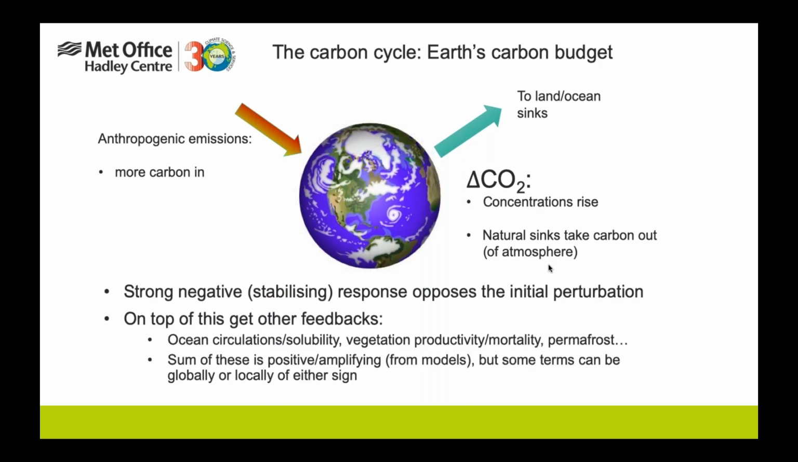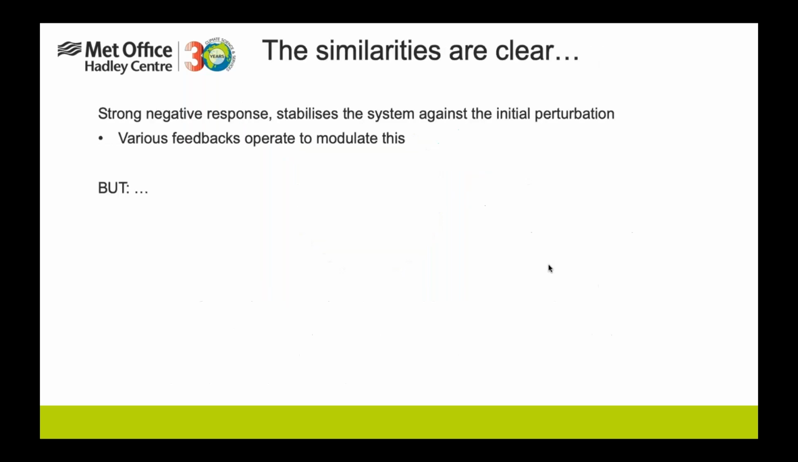And then just like the physical system, on top of this we've got other feedbacks around ocean circulation, solubility, vegetation changes, permafrost and so on. And again, what we know from modelling is that these provide an amplifying feedback. Some of the terms can be positive or negative, but overall these are a positive feedback. So again, climate change amplifies the amount of CO2 in the atmosphere. So there are some very strong similarities then between the physical system and the carbon cycle, and this is what drove a lot of the analysis initially.